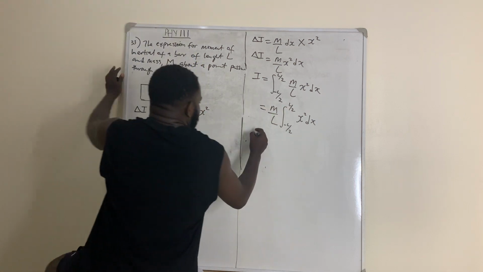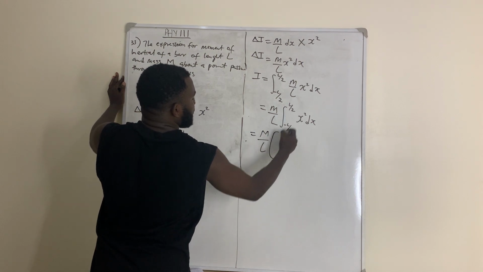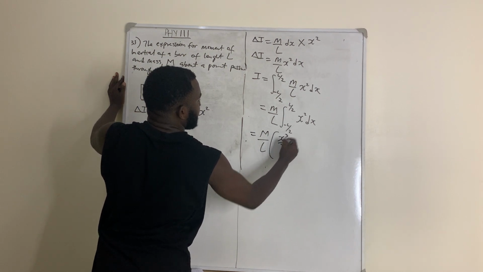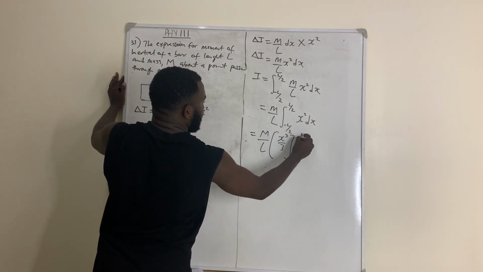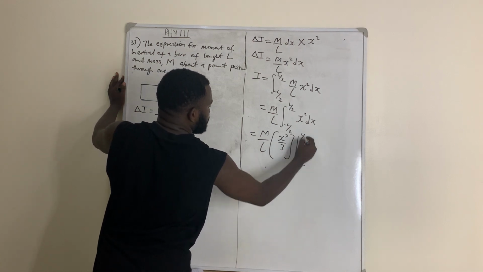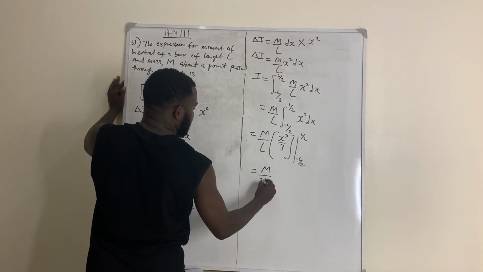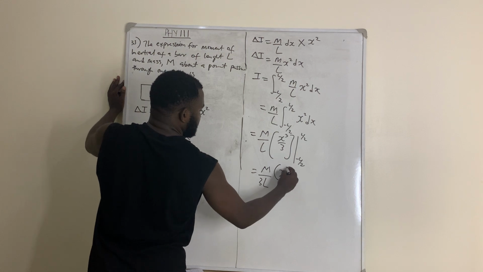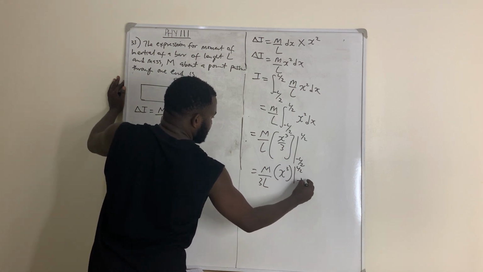So if I now integrate, I have M over L into the integral, which is x raised to power 3 over 3. Add 1 to the power, divide by the power. Don't forget that I'm still moving from minus L over 2 to L over 2. So I have M over 3L into x raised to power 3, from minus L over 2 to L over 2.